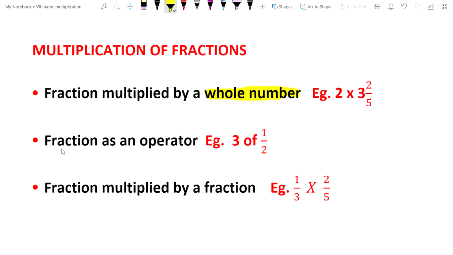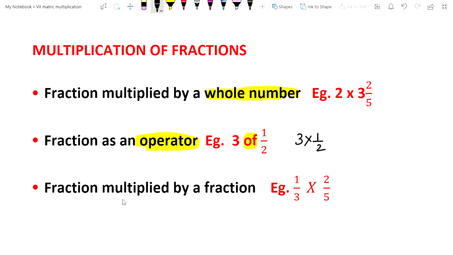See the next one: fraction as an operator. See the question, 3 of 1 by 2. Here, of is the operator. It means 3 into 1 by 2. So you replace the of with the multiplication symbol. You remove this and use the multiplication symbol there. Of means into, multiply.